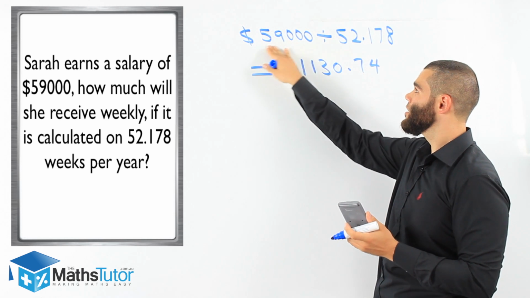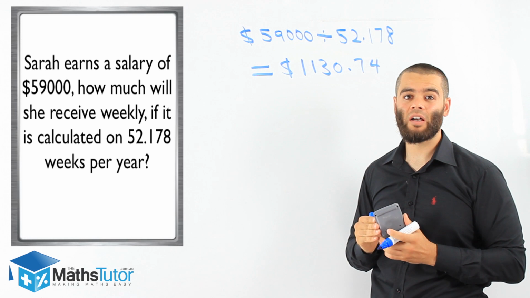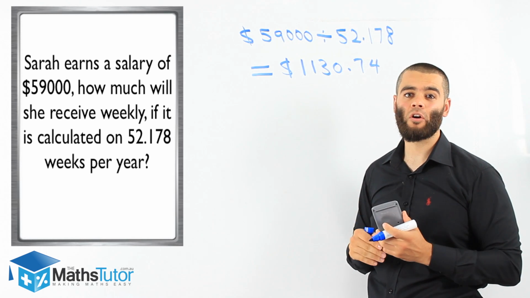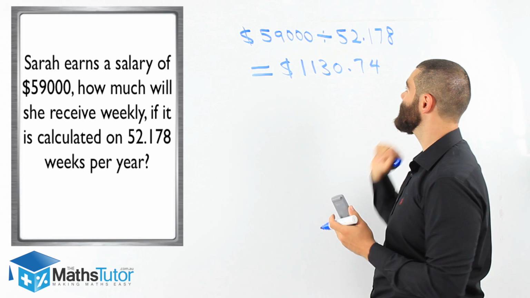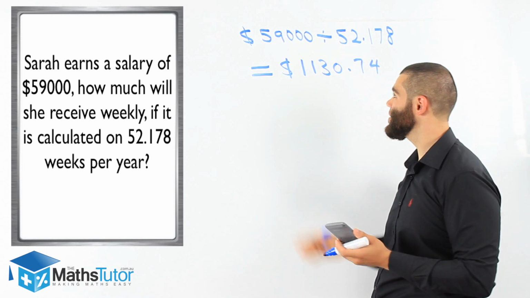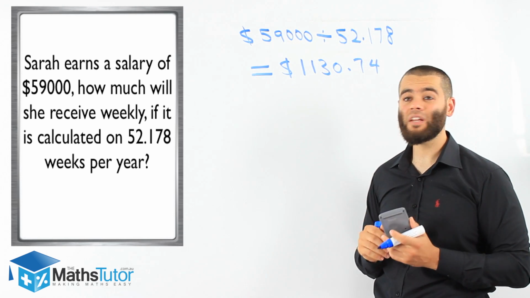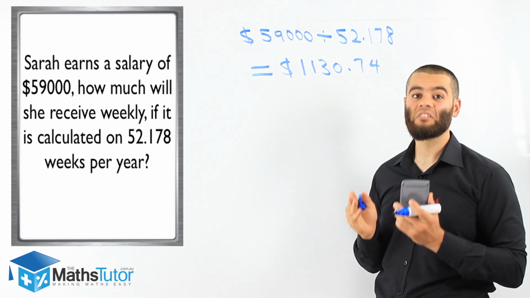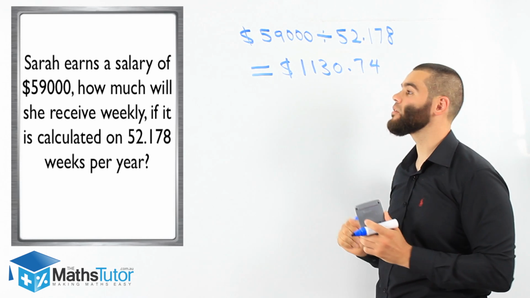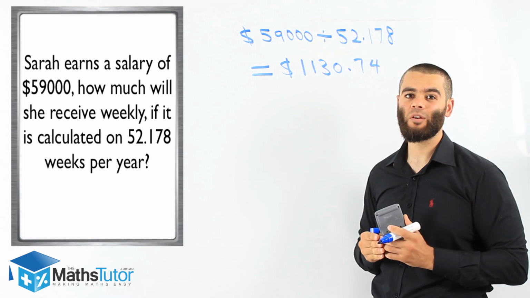We know the salary. Every year she receives $59,000. We want to know how much that is on a weekly basis. Divided by 52.178. She's receiving $1,130.74 every week. That's how much she's going to get paid. That is her weekly wage.